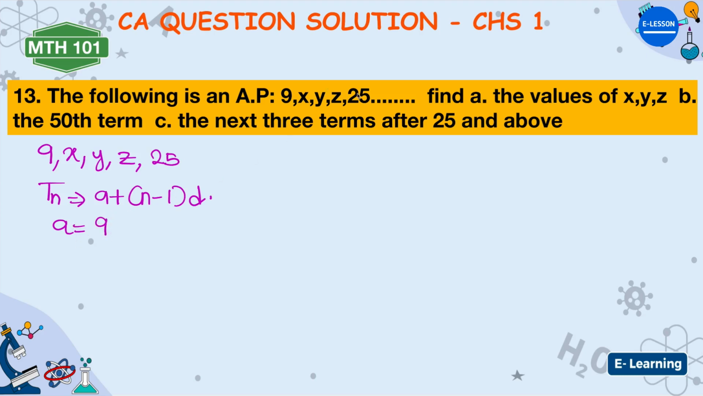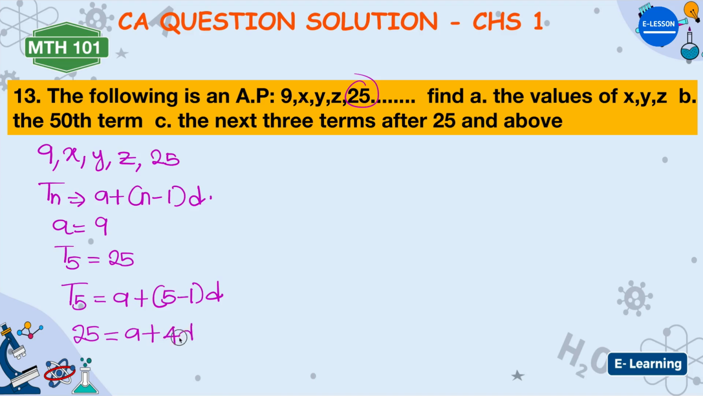Are you getting it? If you look at it very well, they gave you 1, 2, 3, 4, 5. They gave you the 5th term also, which is 25. So it means T5 is 25. Now, if our A is 9, T5 is 25, how do we get T5? T5 will be equals to A plus, for T5, N is equals to 5, so (5 minus 1) D. What I'm trying to do is to get the common difference D. T5 is 25, so in place of T5, we can put 25 here. Is A plus 5 minus 1, which is 4D.